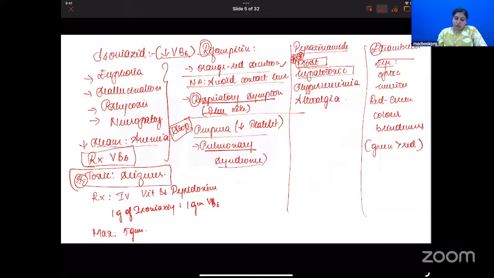If you ask me, after pyrazinamide, which is the most hepatotoxic drug, isoniazid plays an important role in hepatotoxicity. Then after that, rifampicin. This order also you have to remember. The most is pyrazinamide, next is your isoniazid, third is your rifampicin. This also you have to remember.